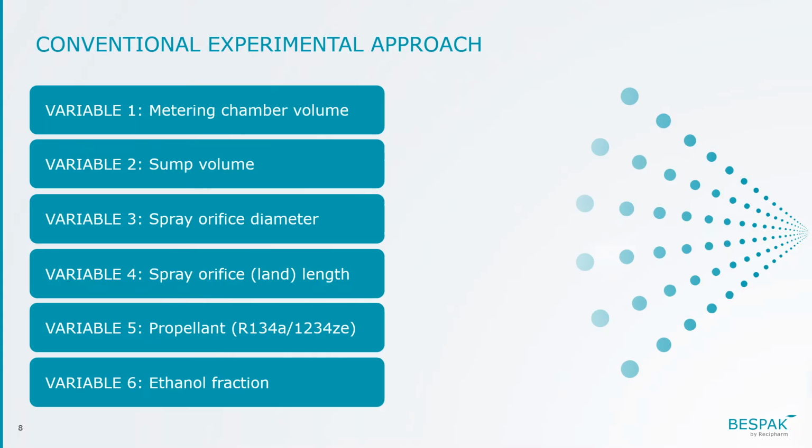Four device input variables were used in the current study: metering chamber volume, sump volume, spray orifice diameter, and spray orifice or land length. The propellant type and ethanol fraction were varied for the formulation. Spray area and droplet size distribution were the recorded output variables and were measured with the Proveris SprayView and Sympatec KHOS, respectively.